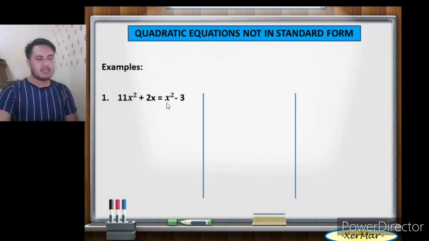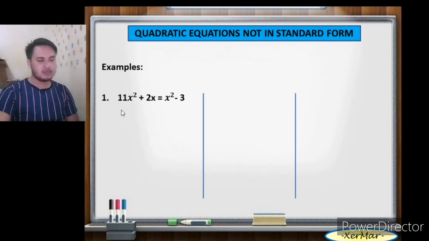So we have the quadratic term and the constant term. Here, we will apply the transposition property of equality. Since transposition only deals with the motion of terms, and from the right side we have a quadratic term, what we are going to do is transpose this to the left side next to its similar term.